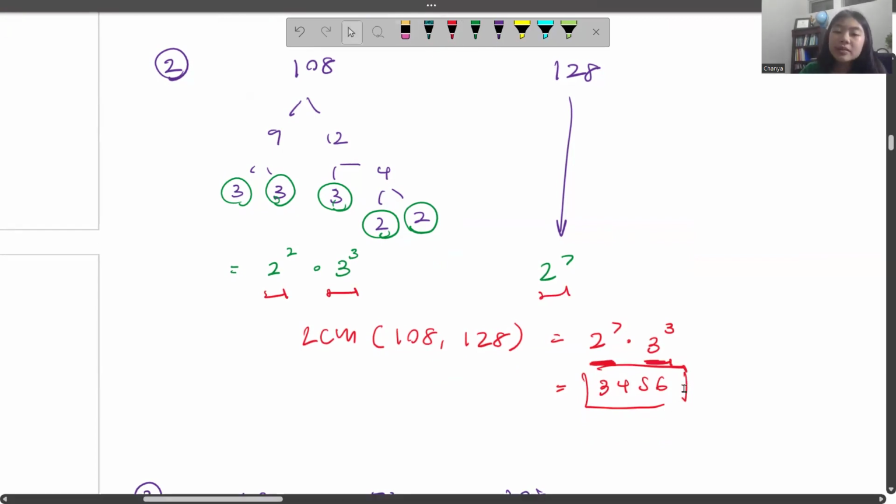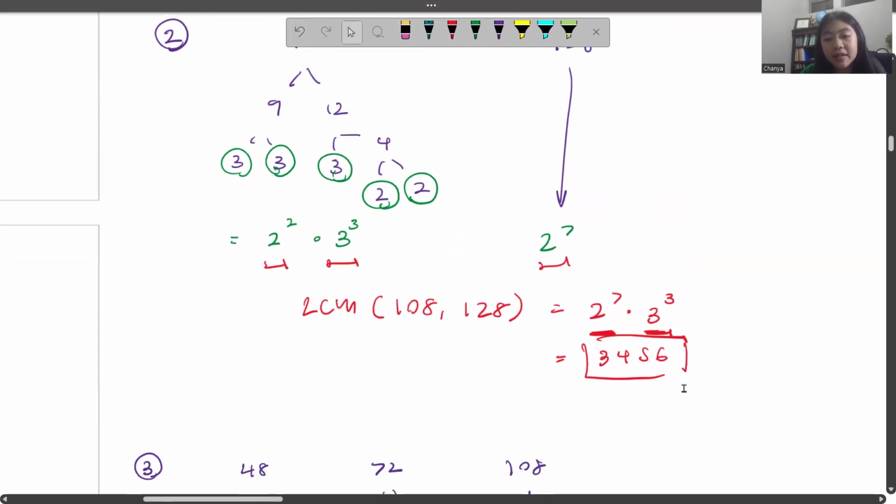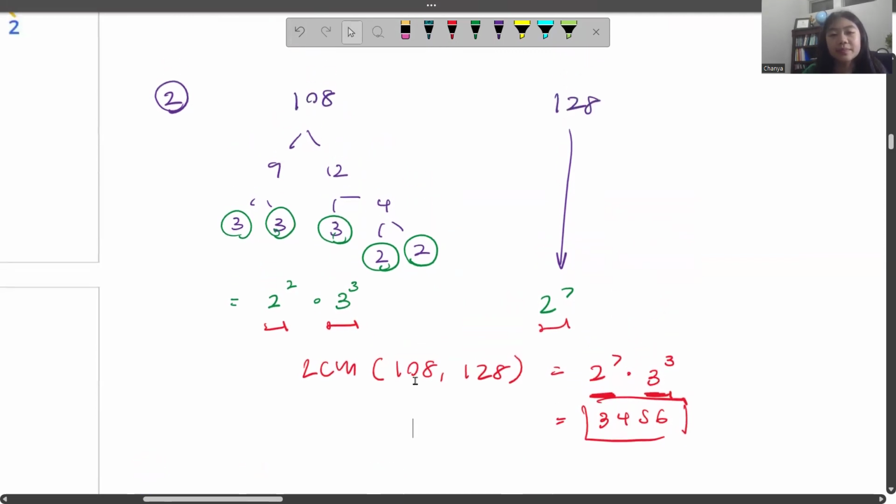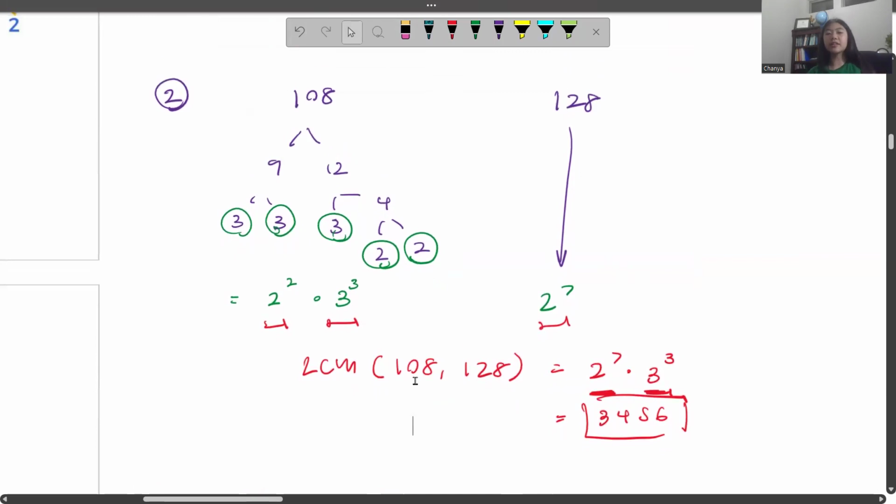So the LCM is just 2 to the 7th times 3 to the power of 3, which is equal to 3,456. So I'll leave that here so you can get a good look at it.